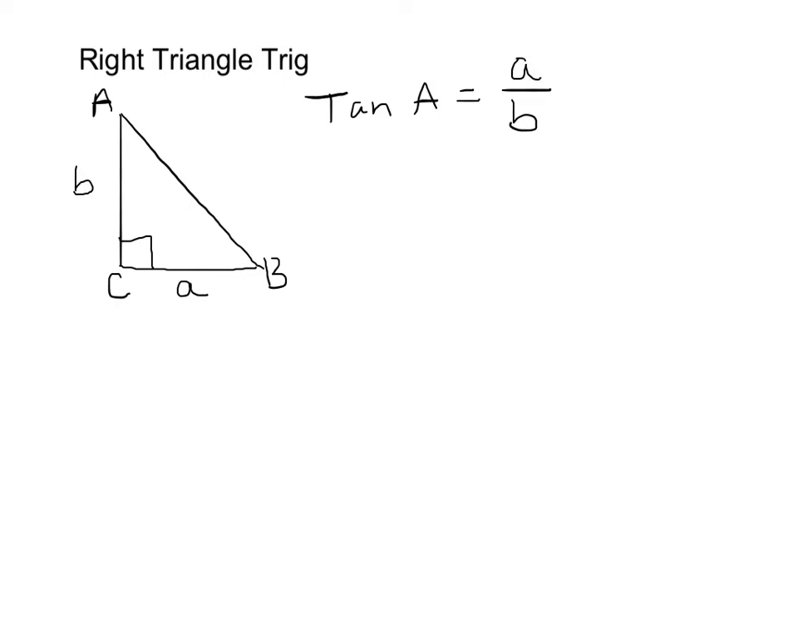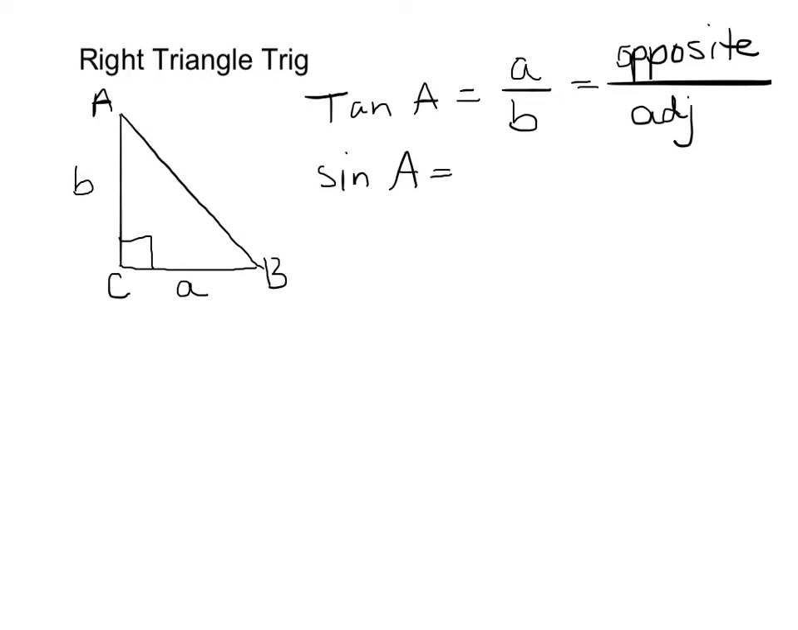All right. So you need to remember that it's the opposite side over the adjacent side. Sine of angle A is going to be the opposite side. So this side here is opposite angle A and over the hypotenuse. So that would be side C. So opposite over hypotenuse.